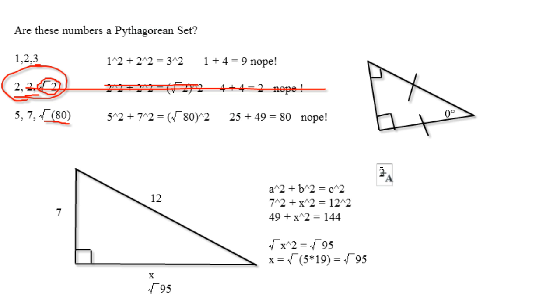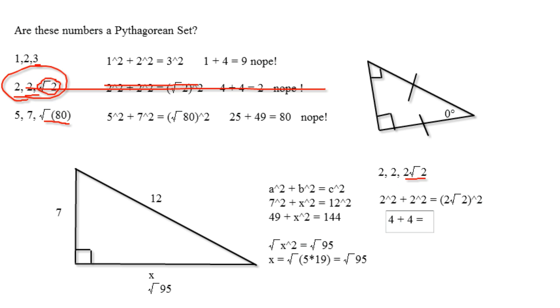Oh, here's one. 2, 2, 2 root 2. There we go. Okay, now this one is definitely going to be the longest side, so that's the hypotenuse. Okay, so that's 2 squared plus 2 squared is equal to 2 root 2 squared. Okay, so this turns into a 4 plus 4 equals.